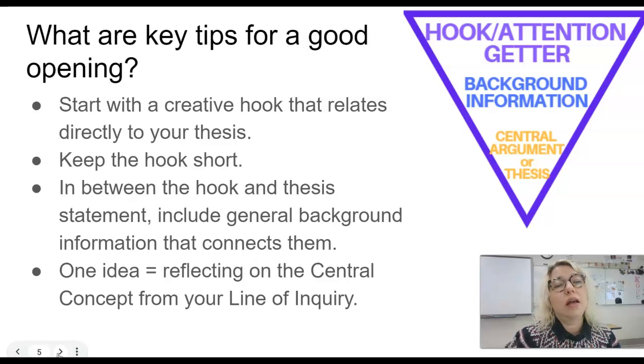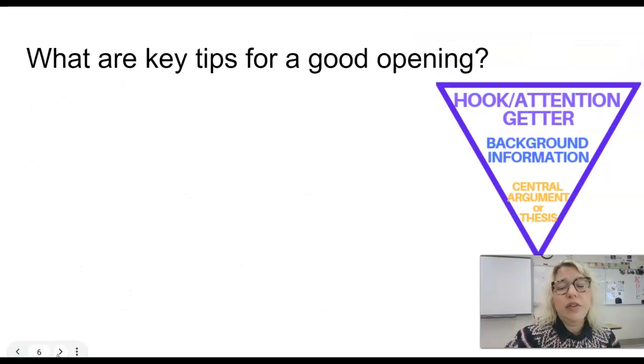There will be a link in Schoology that discusses these central concepts some more. And you can take a look again at Essay A, which does do this. I've got the sample opening from Essay A coming up. Key tips for a good opening.